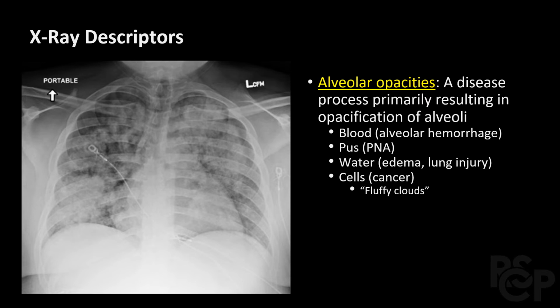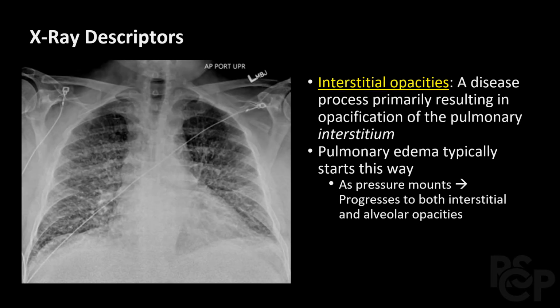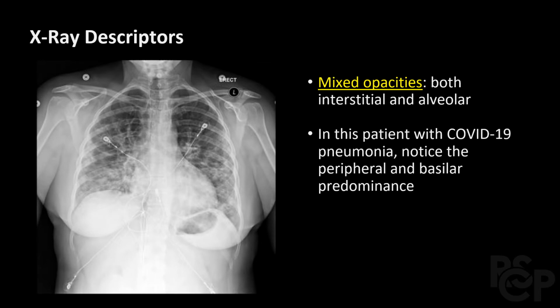Blood in alveolar hemorrhage, pus in pneumonia, water in the setting of edema or lung injury, and cancer cells may all cause alveolar opacities. Interstitial opacities occur when a disease process primarily results in opacification of the pulmonary interstitium. Pulmonary edema typically starts this way, and as pressure mounts, it can progress to produce both interstitial and alveolar opacities.